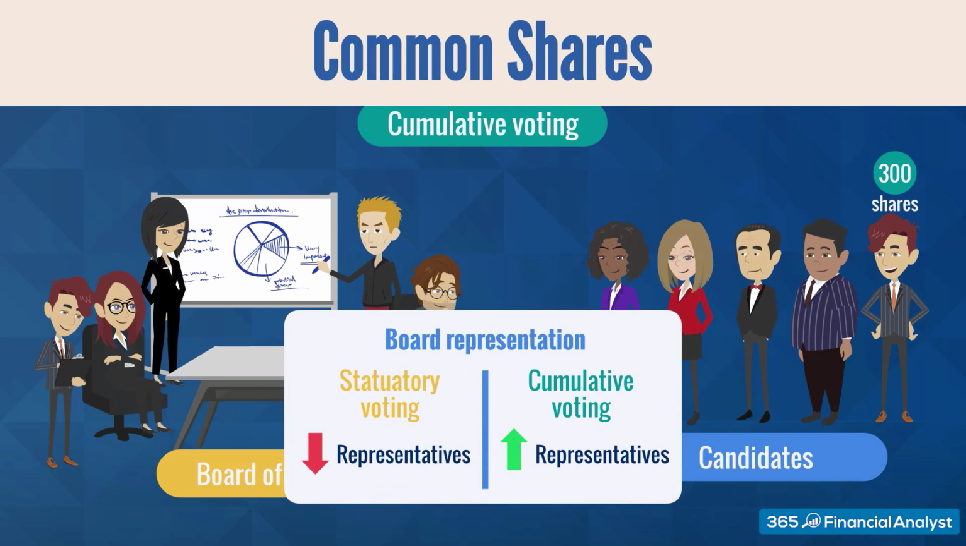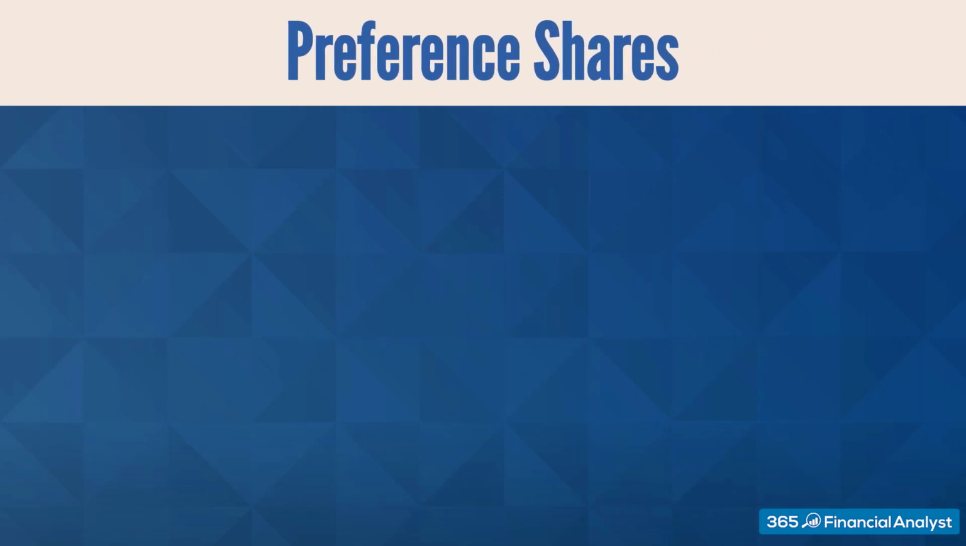This way, minority shareholders get a higher chance of electing their director of choice. Consequently, they will have a bigger representation on the board than they would have otherwise in a straight voting system. Excellent! Now, we shall check out the specifics of preference shares.